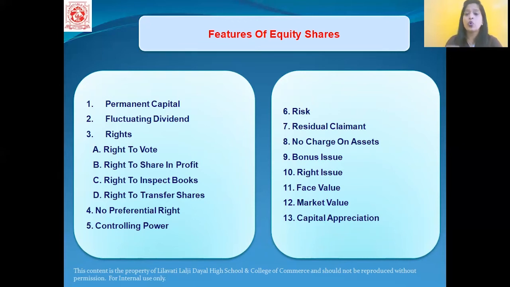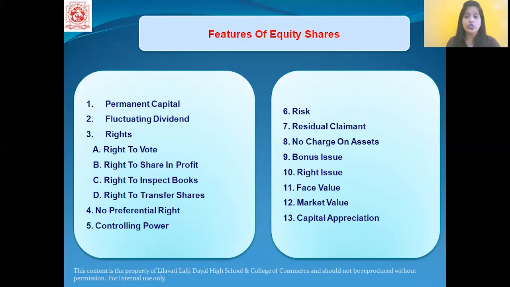Next one is controlling power. Equity shareholders, students, are known as the controllers of the company, the real masters of the company, because they enjoy voting rights. They can exercise their votes, and that is the reason they are termed as controllers or the real masters of the company.